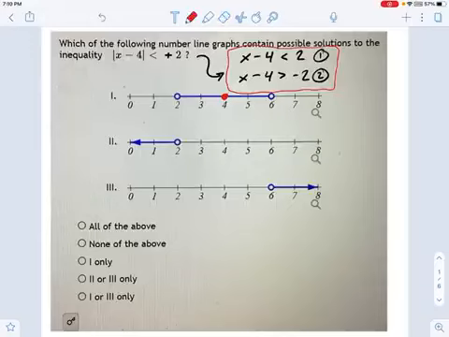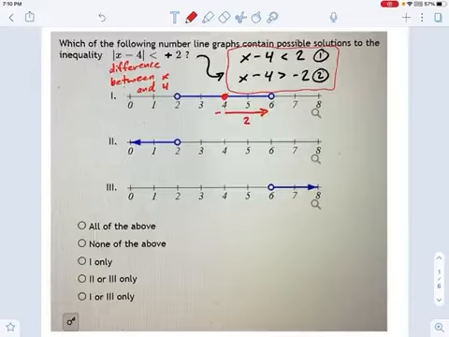Another thing you can do is think about how far from 4 we're getting. What this means right here is a difference. It's the difference between x and the number 4. And we're saying that difference can't be bigger than 2, meaning you've got 2 in this direction that you can go and 2 in that direction you can go, and that's it. Can't go any farther than that.